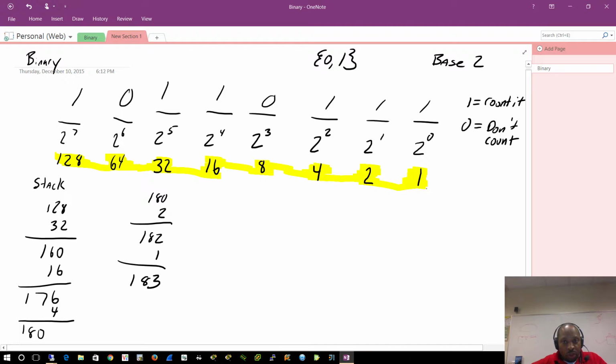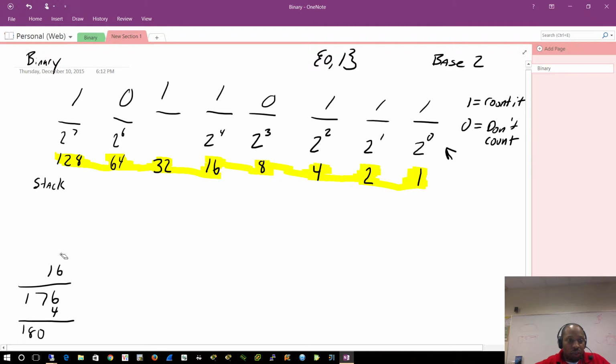183. You can pretty much always bet that if your last bit is a 1, then your number is going to be odd. Alright? That's kind of a way for you to check this. If you're going to take any kind of certification, you're going to have to do these conversions very quickly. Alright, you know what? Let's do something fun. Let's try to go in reverse. And I'll show you how to do this. It's pretty easy.